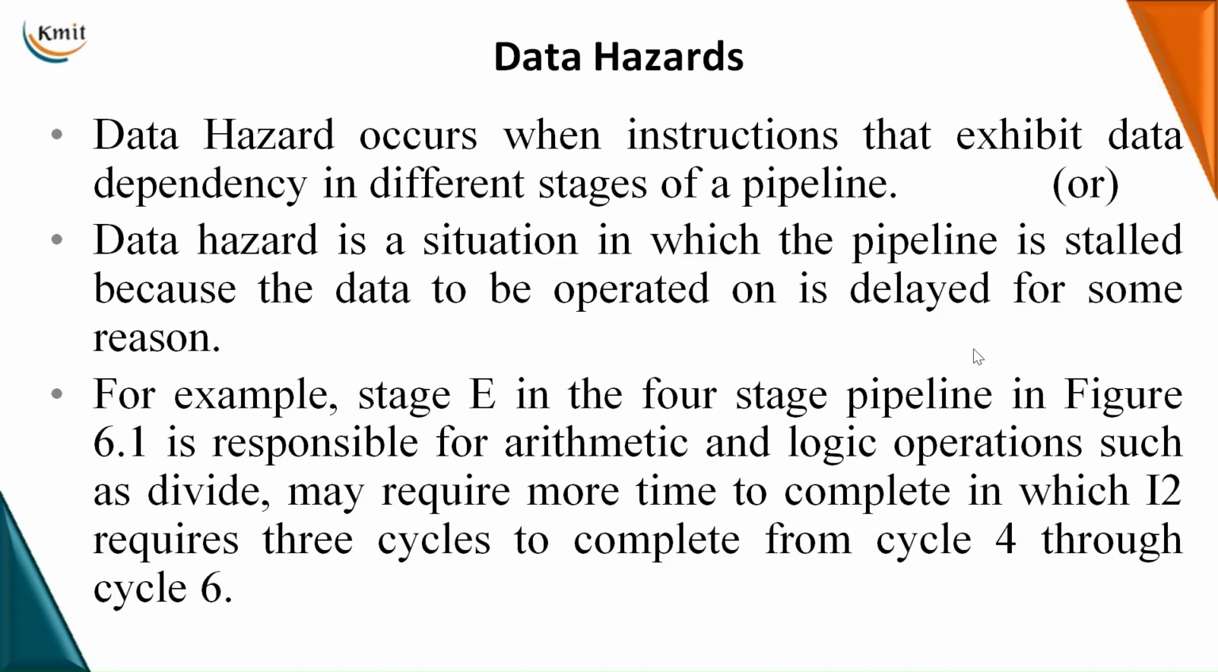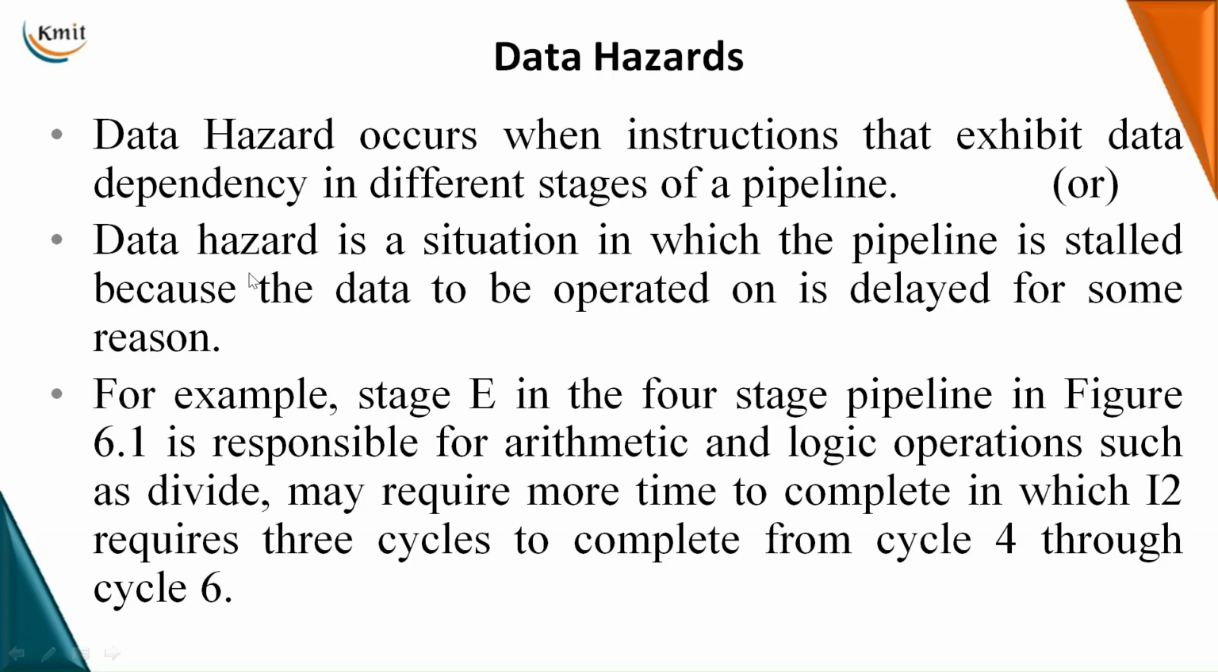A data hazard is a hazard situation that occurs in a pipeline due to a data dependency between the instructions which are being executed simultaneously in the pipeline. If there are multiple instructions present in the pipeline, the data hazard situation occurs when they exhibit a dependency between the instructions present in the different stages of the pipeline. So, a data hazard is a situation in which the pipeline is stalled because the data to be operated on is delayed for some reason.